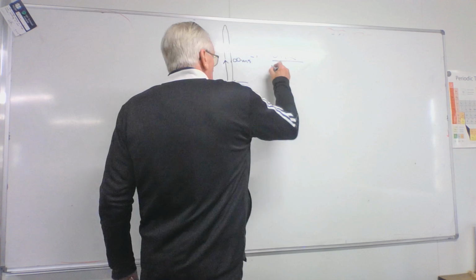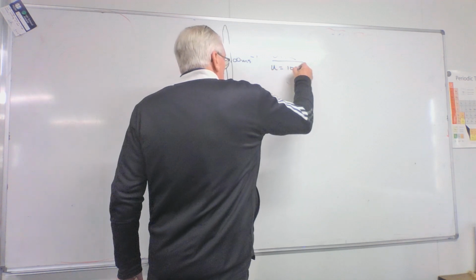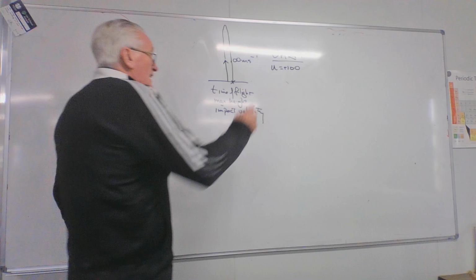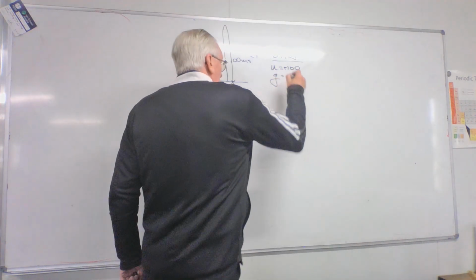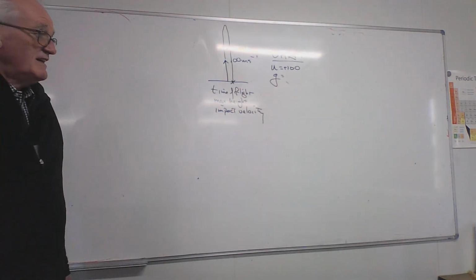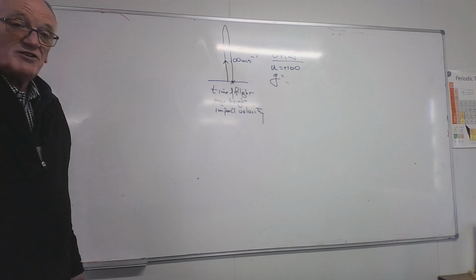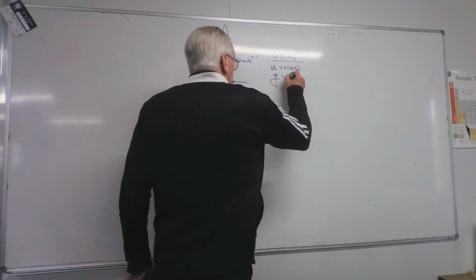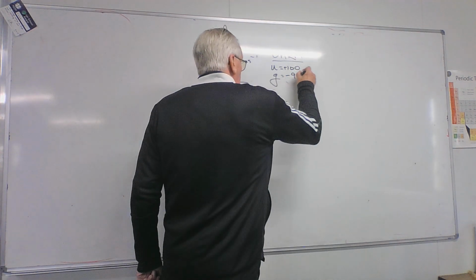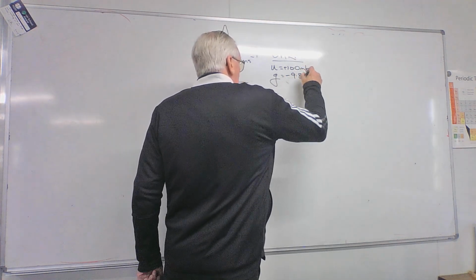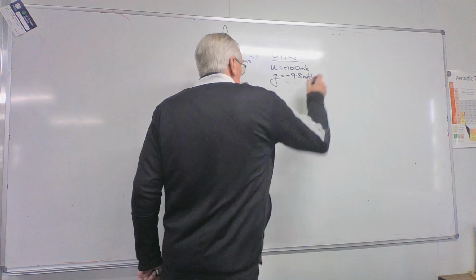Now, our initial velocity is 100 meters per second. I'm going to say plus because it's going upwards. For objects that are rising, falling relative to the Earth, they will always have an acceleration which is downwards, and so I'm going to say minus 9.8 meters per second squared. This is meters per second. This is meters per second squared.